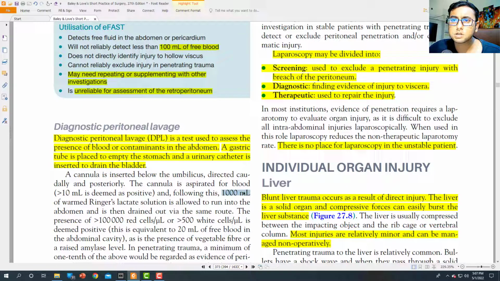So 1000 ml of warmed Ringer's lactate is allowed to run into the abdomen and then drained out by the same route. First we go through a catheter, and then the warmed Ringer's, that is Hartmann's solution, is inserted into the abdomen. Then by the same line, the whole fluid will be drained back into the bag, and that is called the lavage system.